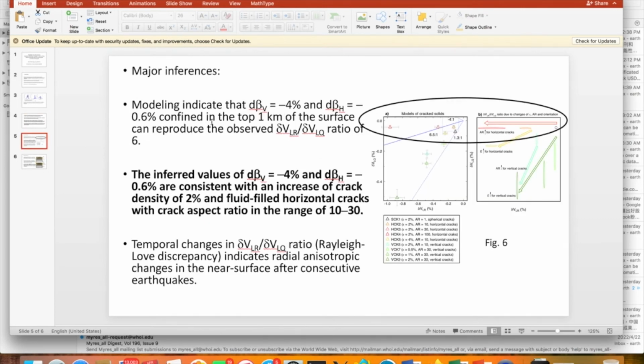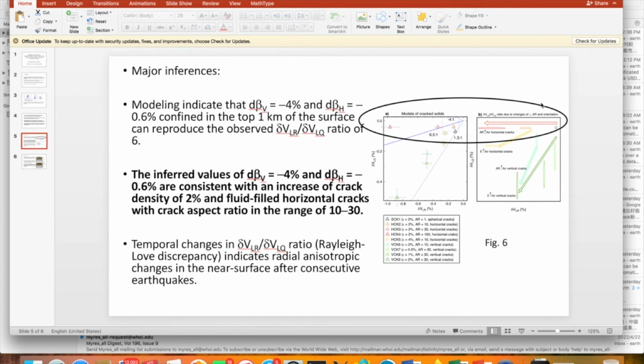The modeling result indicates that a d beta v reduction of 4% and a d beta h reduction of 0.6% confined in the top 1 kilometer of the surface can reproduce the observed large delta VLR to delta VLQ ratio. The inferred values of d beta v and d beta h are generally consistent with an increase of crack density of 2% and fluid-filled horizontal cracks with crack aspect ratio in the range of 10 to 30.